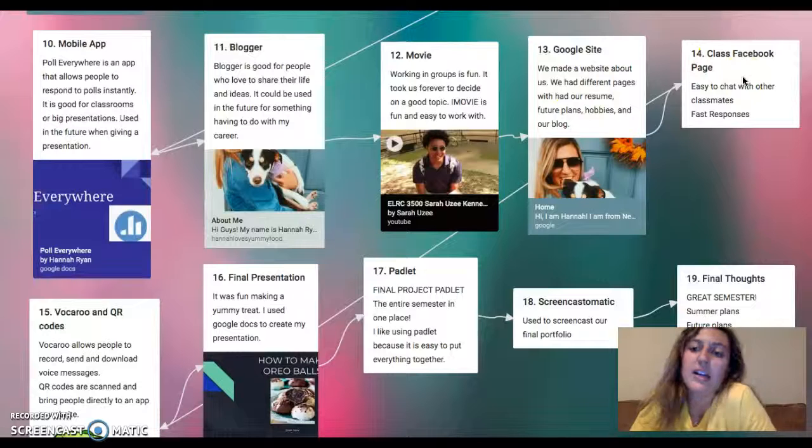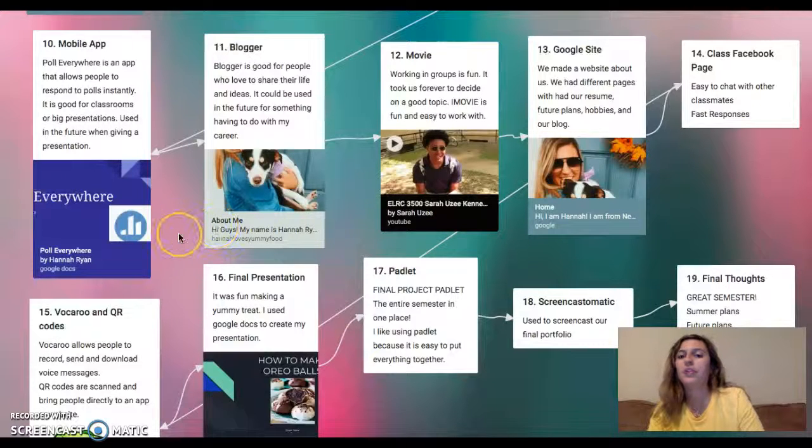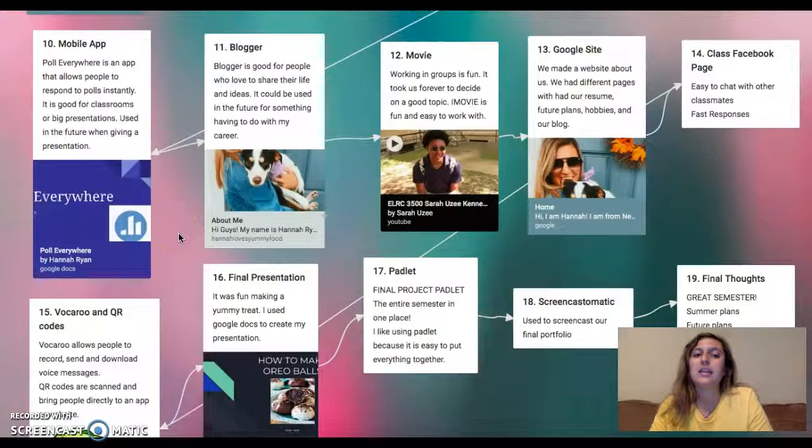Next, we used our class Facebook page. We used this in order for us to all throw our ideas out there on our final presentation so that none of us would do the same thing. This is an easy way to communicate with your teachers and your classmates, and you usually get fast responses because a lot of people are always on Facebook and getting the notifications saying that someone posted in the group.